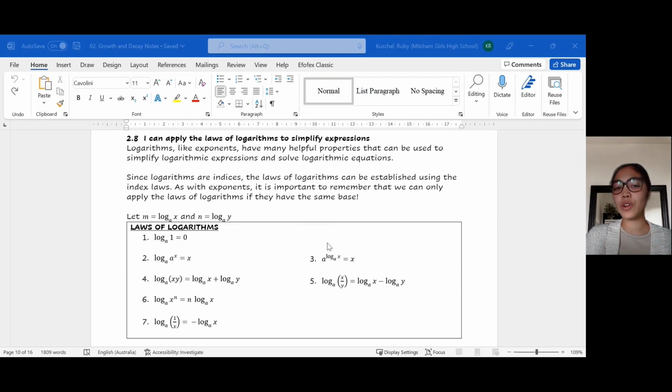And there are 7 all up for you to use. To be able to better show this to you, we are going to be doing some examples. So I encourage you, see if you can have a go at doing these examples before I do, and see if you can actually use these laws of logarithms yourself.